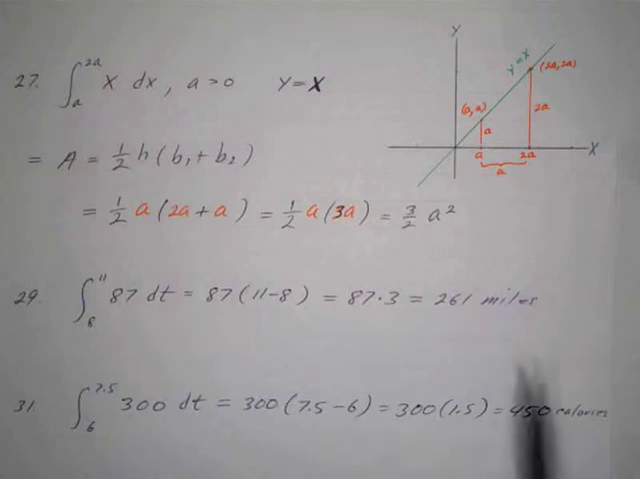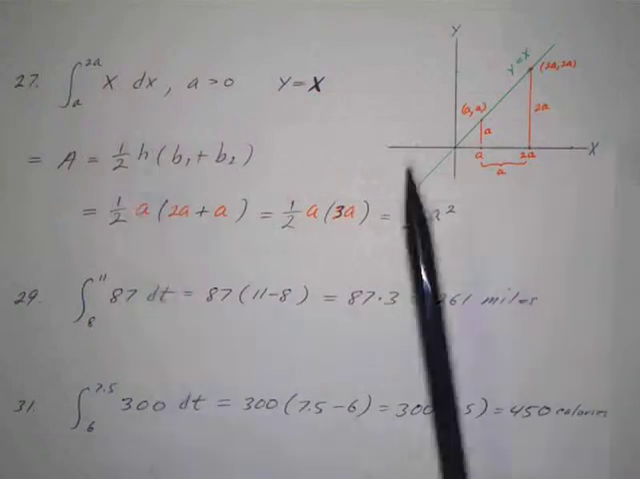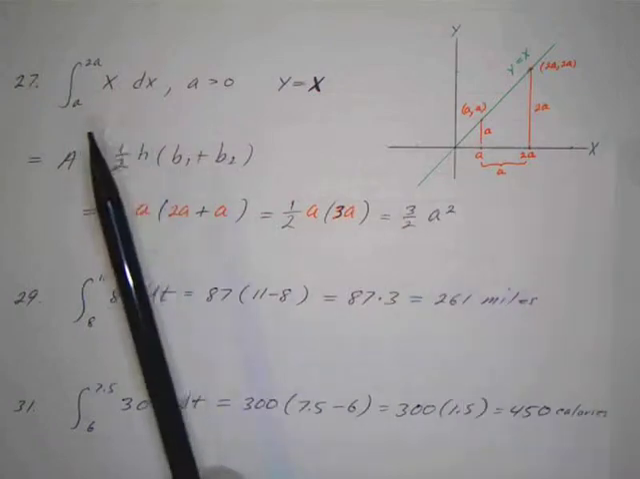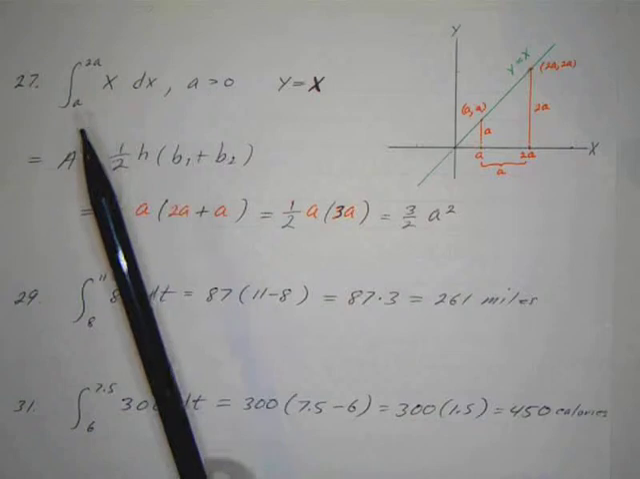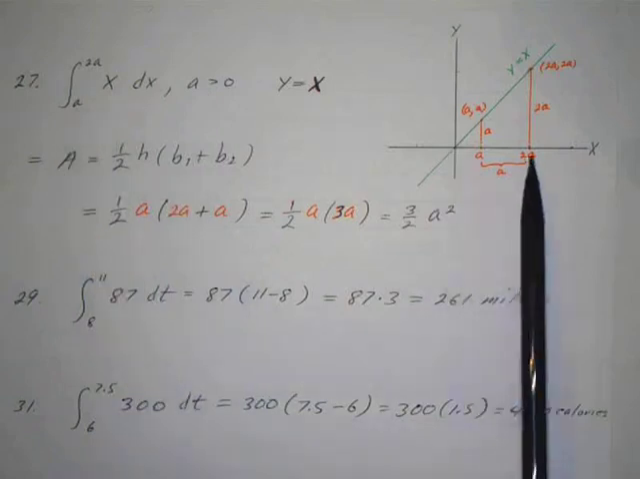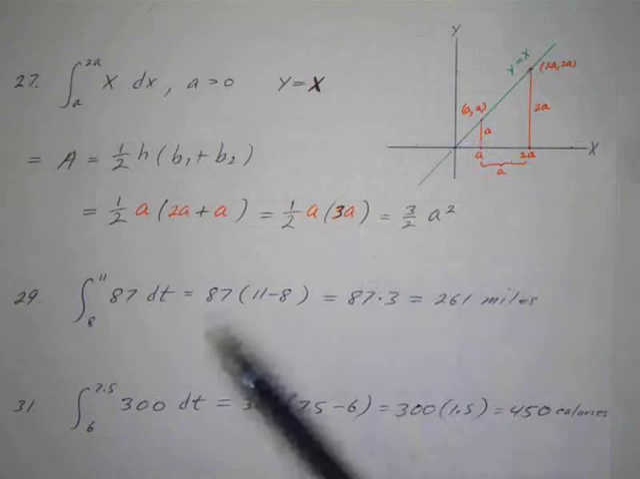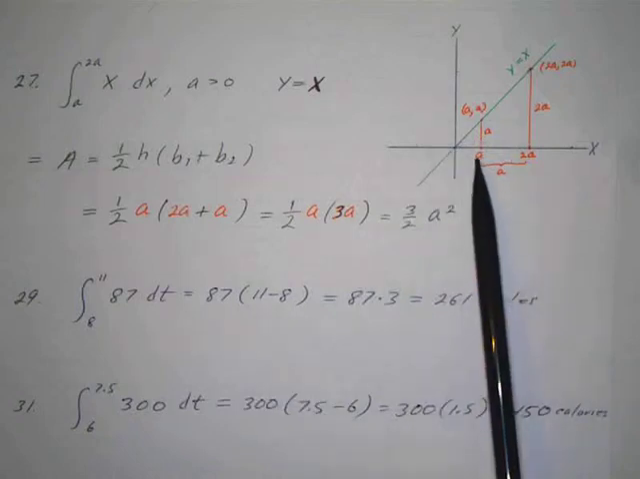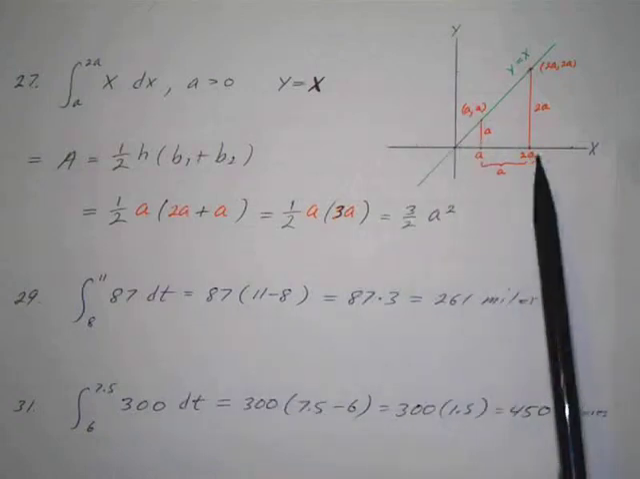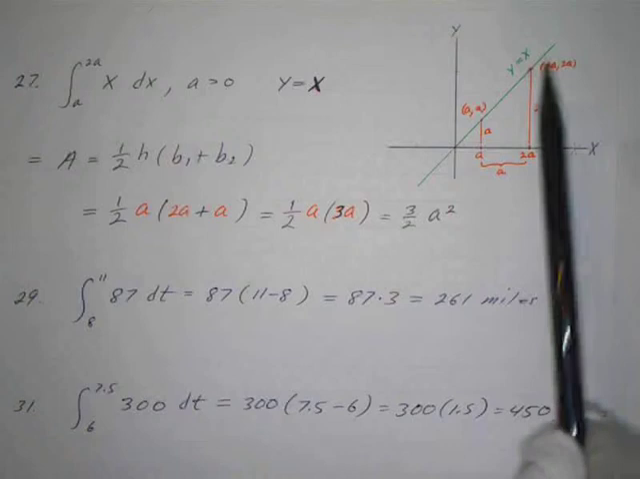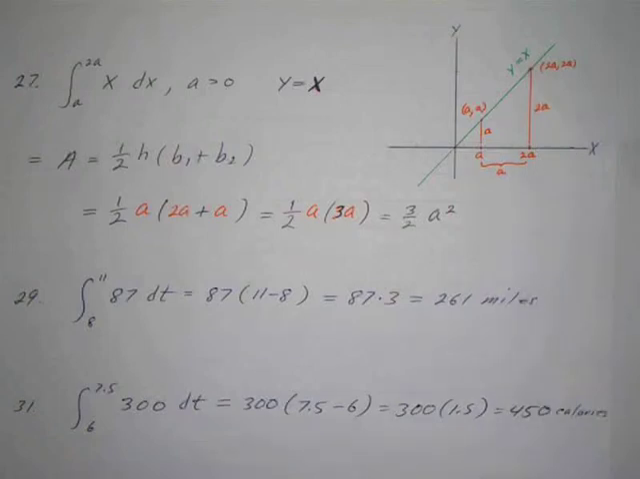So this is what we've got, and we're going to try to take the area. Since a is greater than 0, 2a will be to the right of a. So I put a and 2a on my x-axis. This is my line y equals x, which is just that diagonal line. If this is a, the coordinate here is a. If this is 2a, the coordinate here is 2a because y equals x.